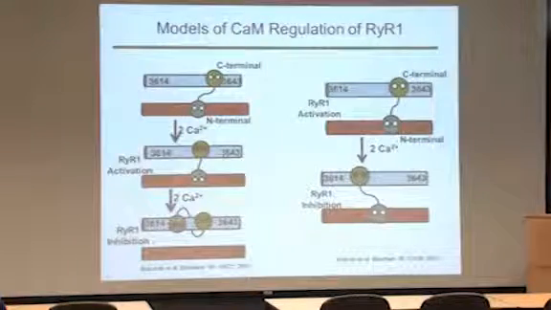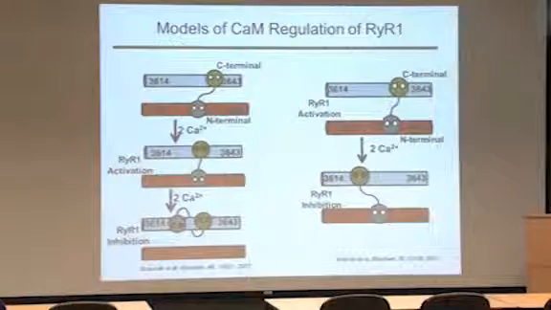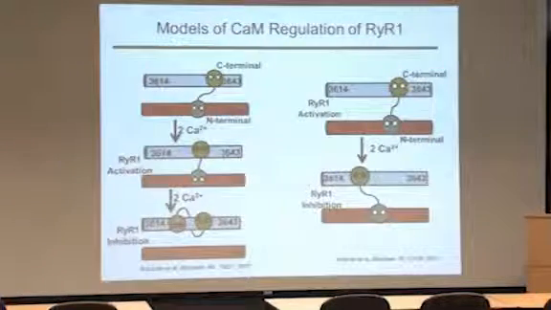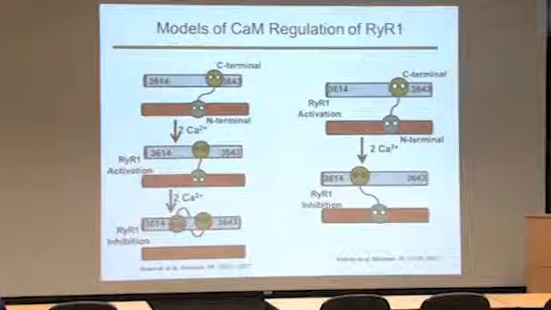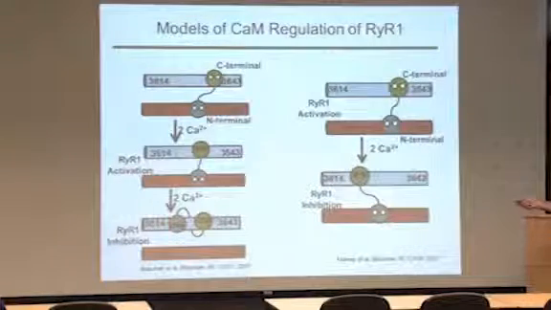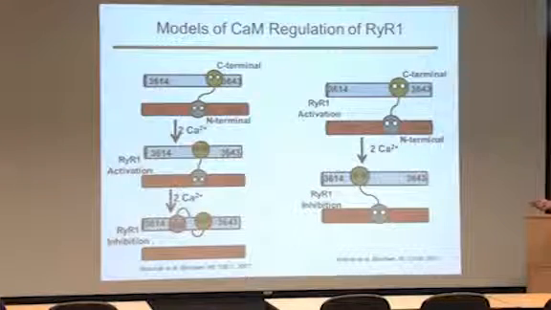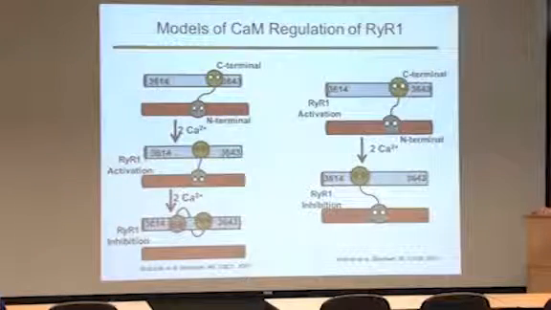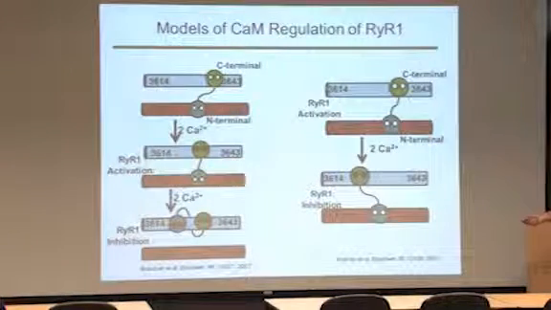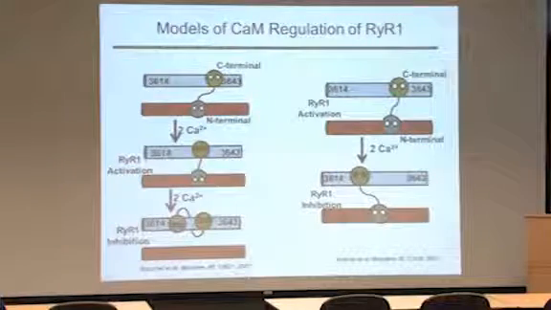There are two models of how this works. It seems that calmodulin binds, or at least is thought to bind, two regions of the ryanodine receptor. One model says that calcium-free calmodulin activates the channel. Calcium binding to the C-terminal EF hands causes inhibition. There's another model that says calcium-free calmodulin doesn't do anything, it just sits there. Calcium binding to the C-terminal EF hands causes activation. Calcium binding to the N-terminal causes the calmodulin to bind to the one peptide and to inhibit the channel.